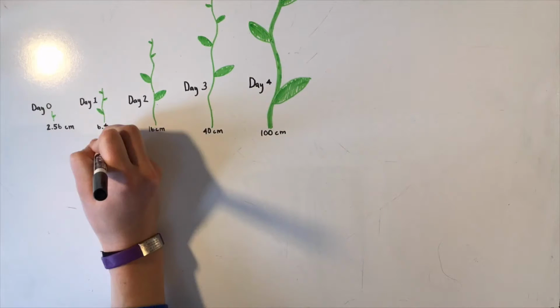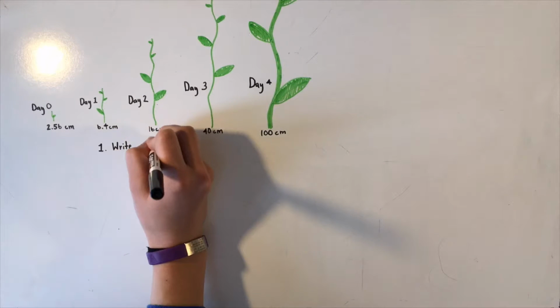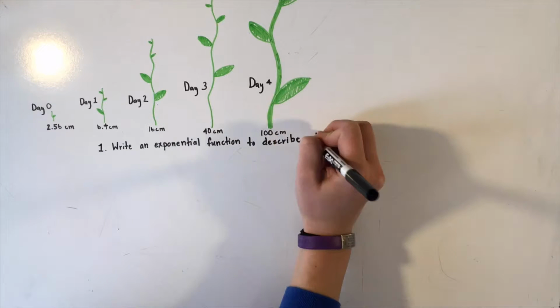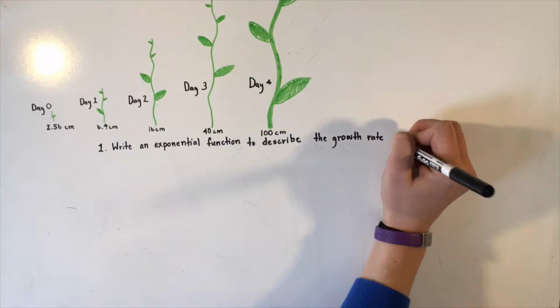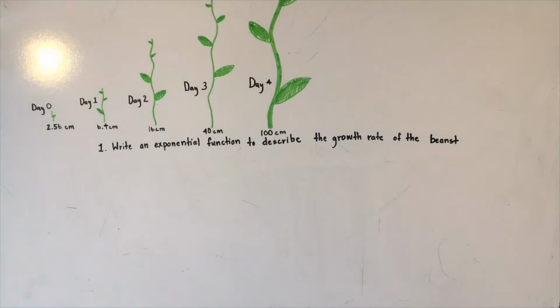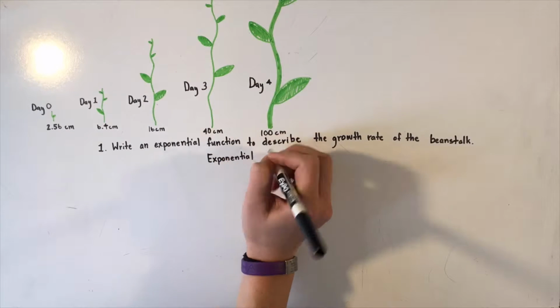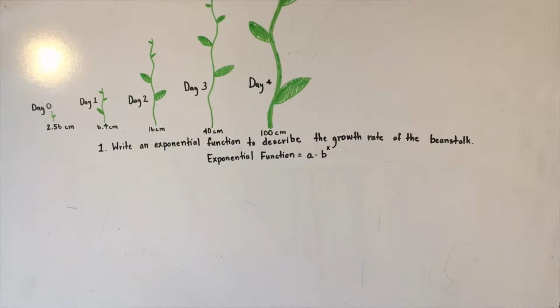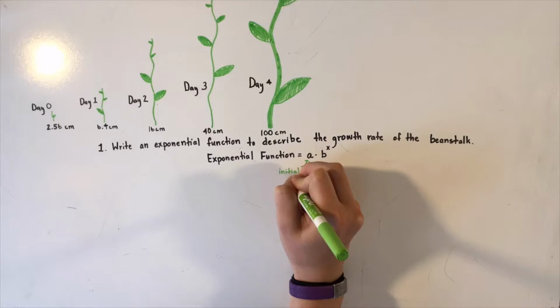In order to talk about the height of the plant at different times and make predictions, we're going to start by writing an exponential function. Remember, the standard form of an exponential function is a times b to the x, where a is your initial value, b is your percent change, and x represents an exponent, in this case time.